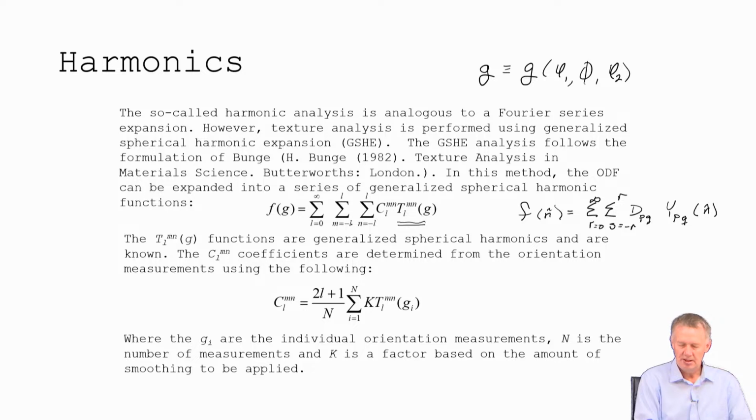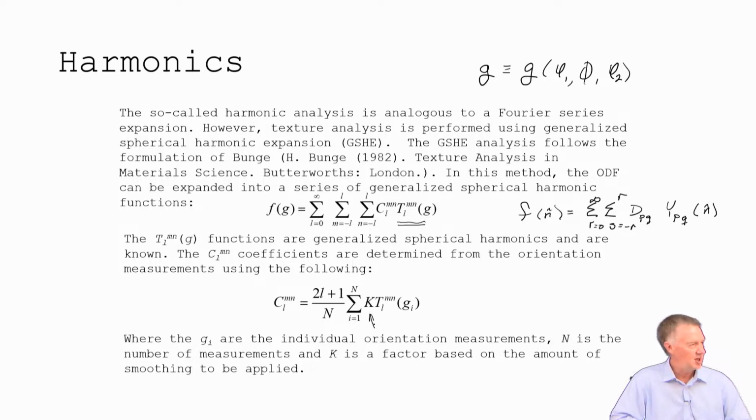And then we can expand that in a Fourier series expansion to give us the distribution that we want. As we start to smooth the function, that's where we start to determine truncation order or the Gaussian half-width for the individual orientation measurements that affects this value K when we are calculating the coefficients of the Fourier series expansion.